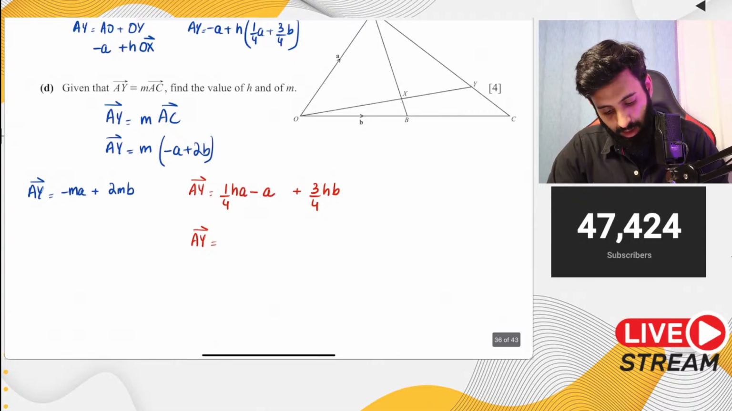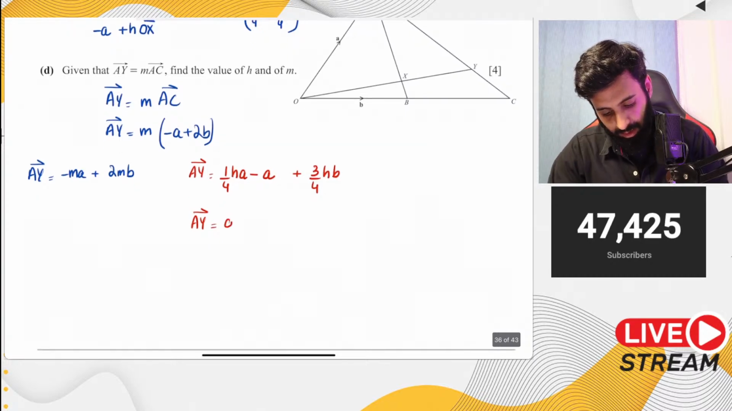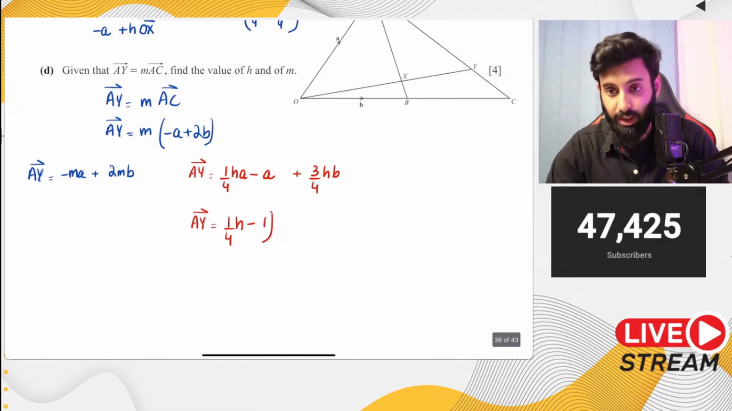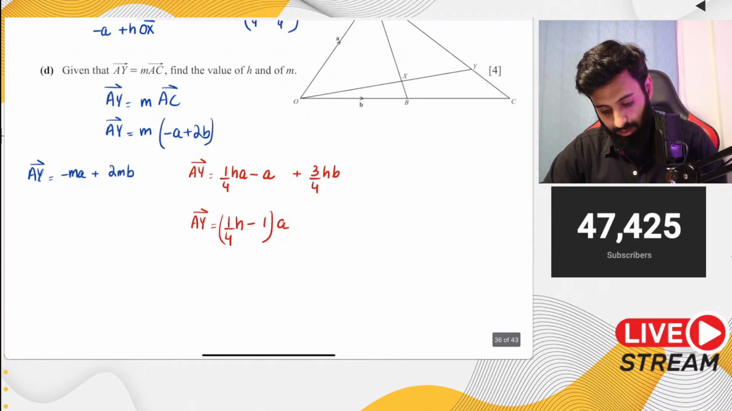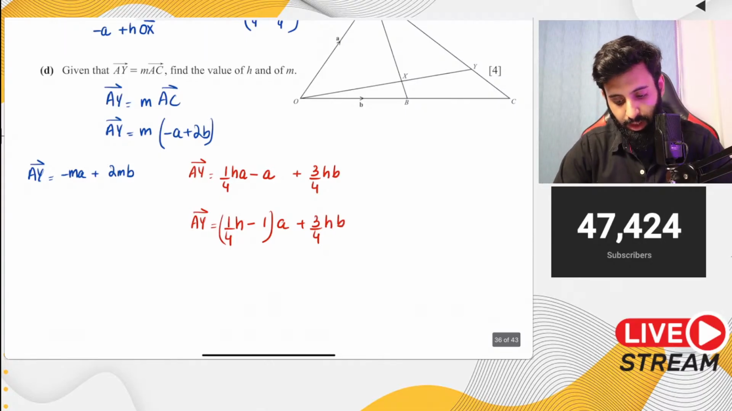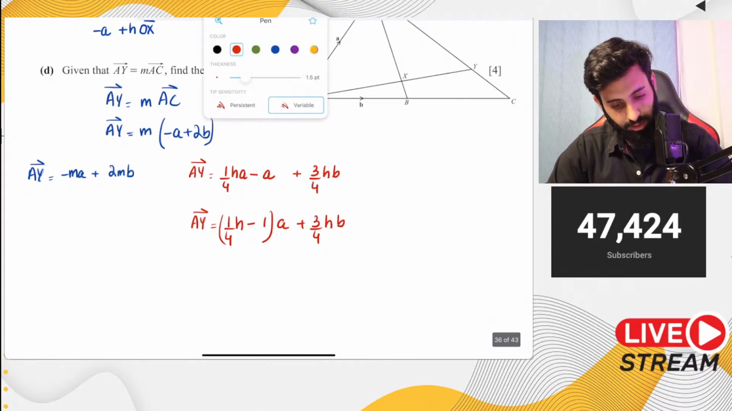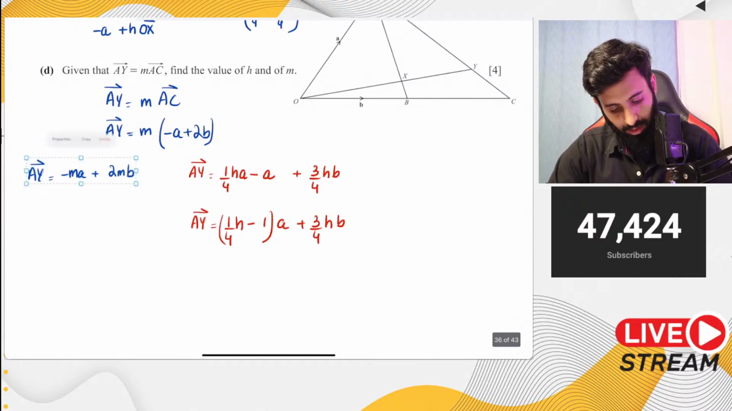Yeah, that's better. Now, if I take a common, so I have 1/4 of h minus 1 with an a outside. Okay, and then in the next part, here's what I have: 3/4 of hb. Now, what are we going to do now? We're going to compare the coefficients. Okay, so let me drag this over here.